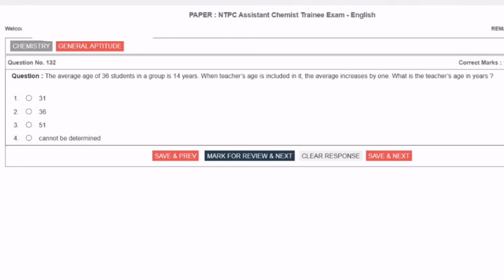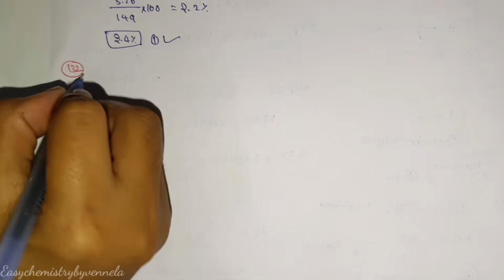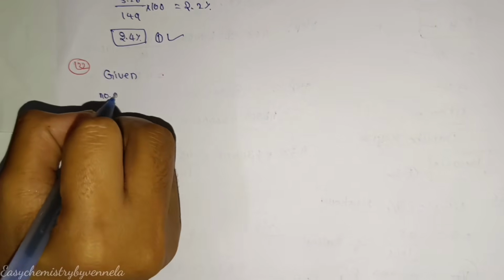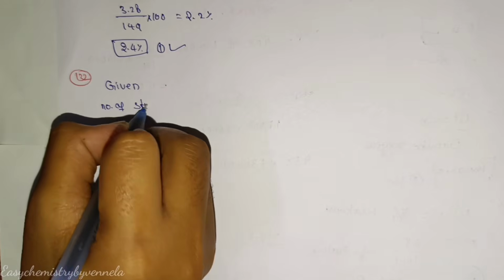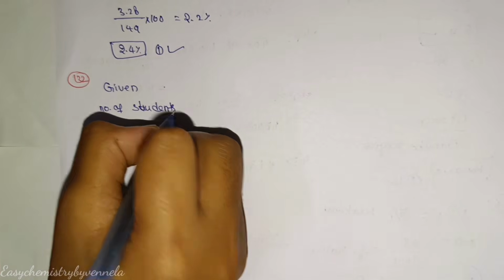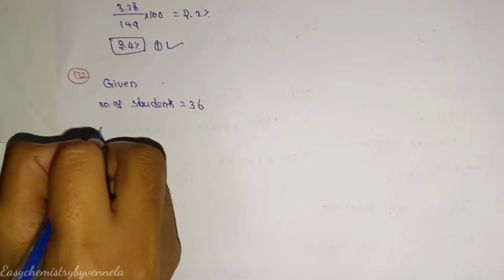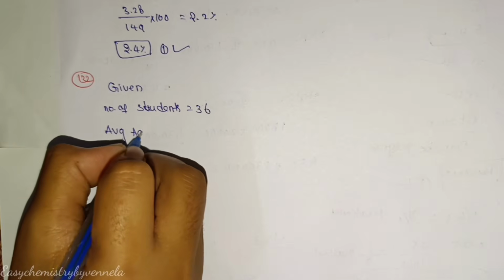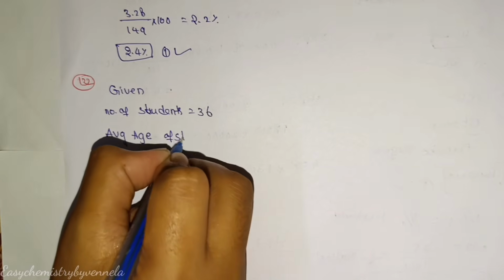Next question. The average age of 36 students in a group is 14 years. When the teacher's age is included, the average increases by 1. What is the teacher's age in years? What is given? Number of students is equal to 36. Average age of students, how much? 14.